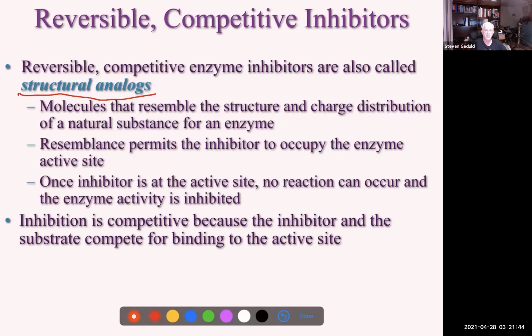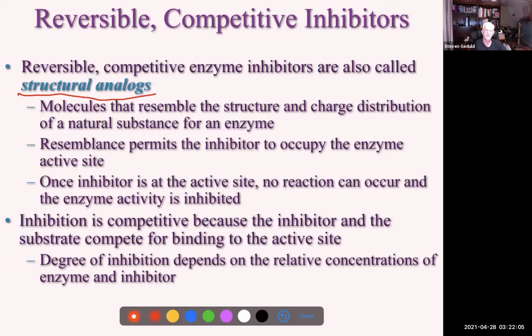Okay. Inhibition is competitive because the inhibitor and the substrate compete for binding to the active site of that enzyme. That's what's called competitive inhibition. It's reversible because it's not forming a covalent bond. It's forming a weaker bond, so it can be convinced to come off.